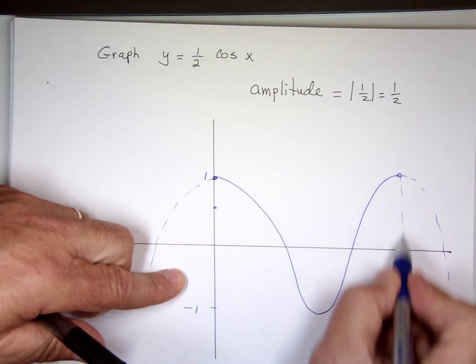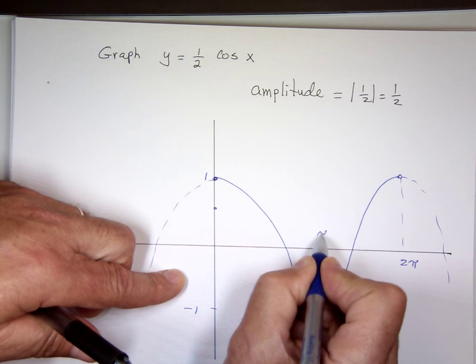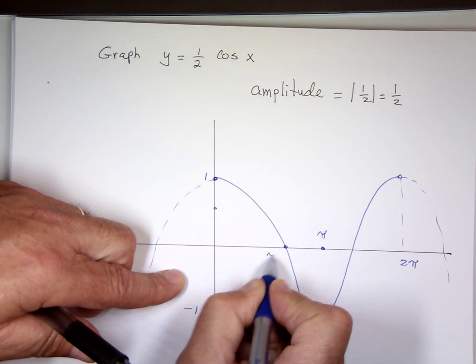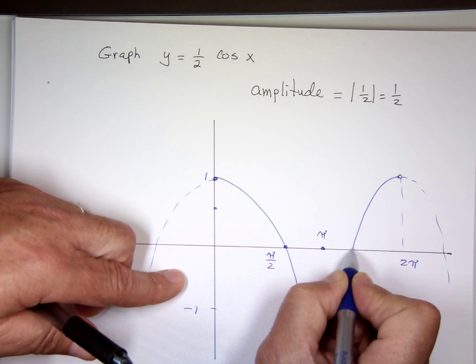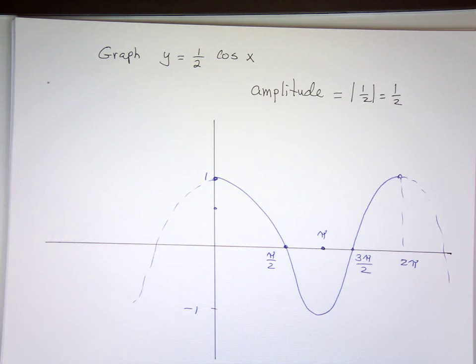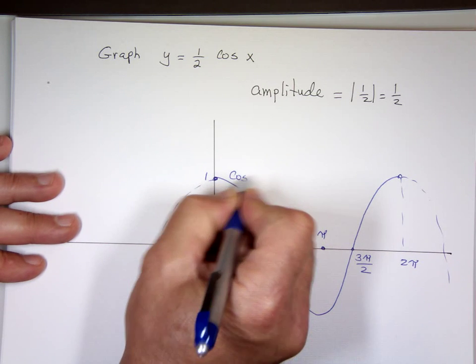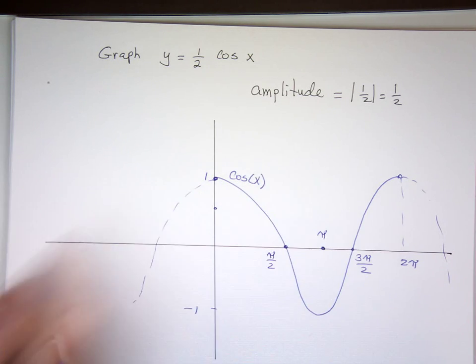This is the 2 pi. This is the pi. Pi over 2, 3 pi over 2. This is cosine of x. The blue line's cosine of x. I want to graph 1/2 of that. So every value is going to be a half of what it used to be.